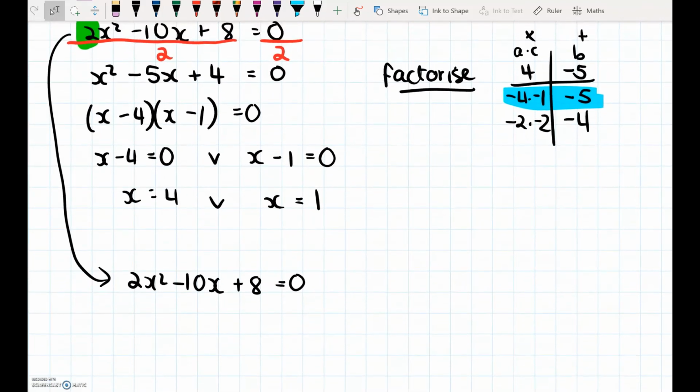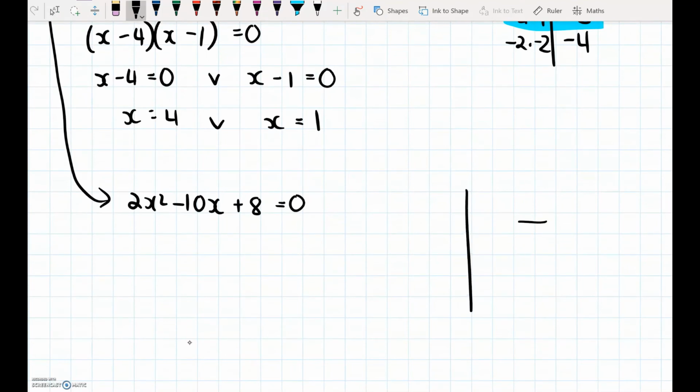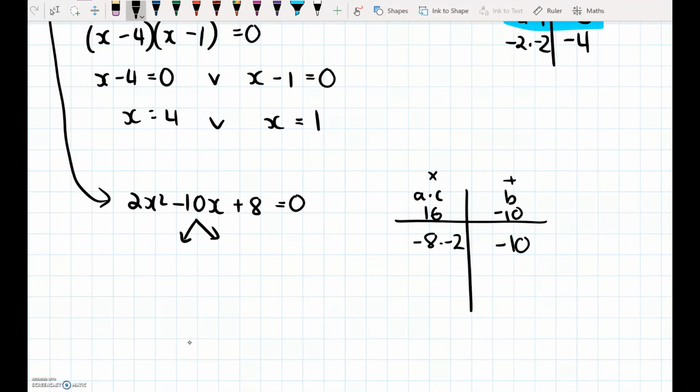All right, so let's just quickly look at why I taught you that other way of doing things. Okay, so we make our little table. We want to multiply to give a times c and add to give b. So a times c is 2 times 8, which is 16. So we have a 2 in a now, and b is minus 10. So we want 2 numbers that multiply to give 16, and they're going to have to both be negative because we need that minus 10. So we know it's minus 8 times minus 2. That's going to give us minus 10.